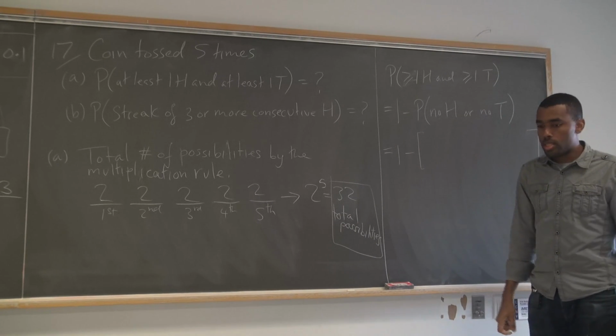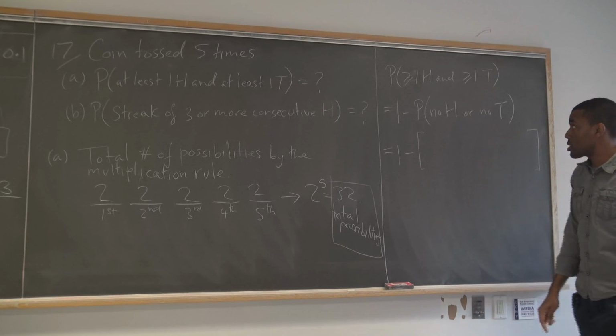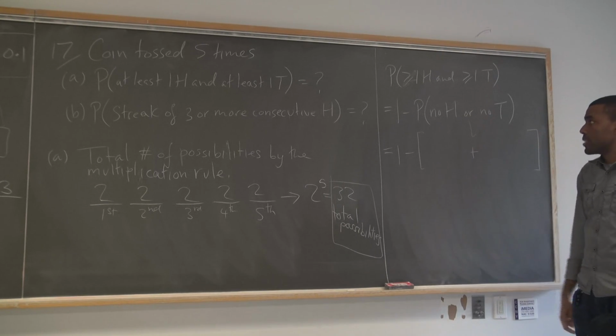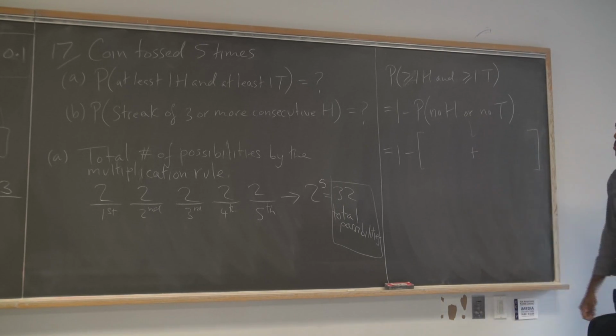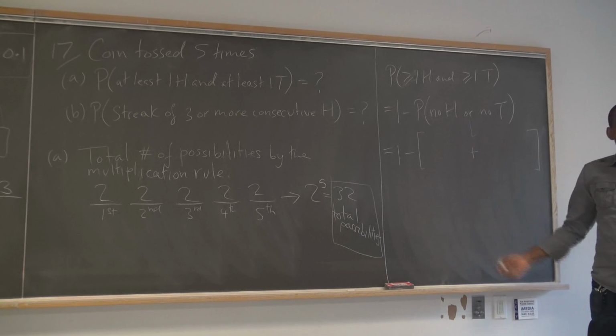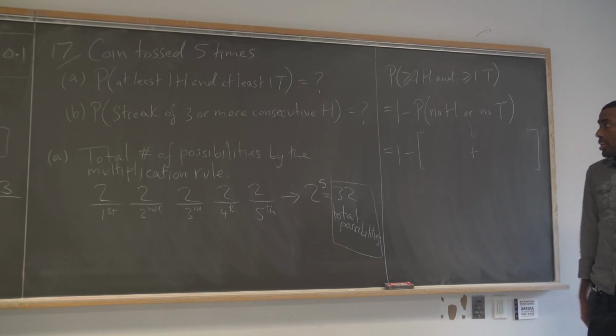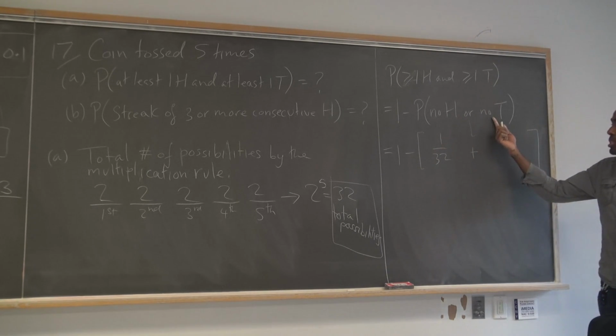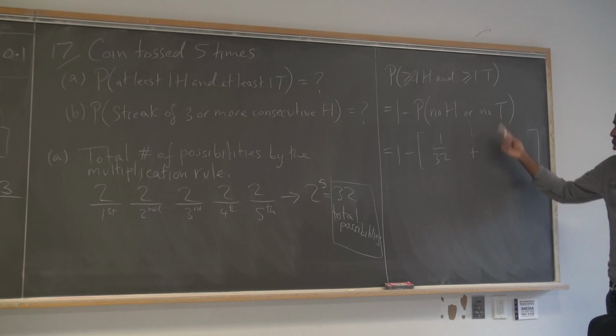And we actually did this multi-stage experiment thing, so we know that the "or" in a multi-stage experiment translates to a plus. So what's the probability of getting no heads? There's only one way to get no heads, right? It means you get all tails. So that's 1 out of 32. Probability of getting no tails means you get all heads. There's only one way for that, right?